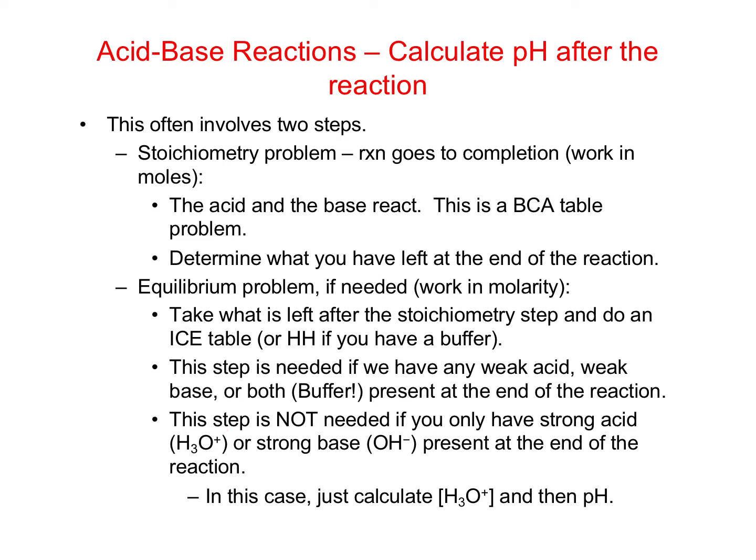Now, if we have any hydronium ion or hydroxide ion left over, any strong acid or base present at the end of the reaction, then we don't actually have to do an equilibrium problem. If we know the H3O+ or we know how much OH- we have, then we can calculate the pH from that. One last thing before we do some examples: when you do the stoichiometry problem, we need to work in moles. If we need to do an equilibrium problem, make sure you're working in molarity. When we do equilibrium problems, we always have to be working in molarity units.